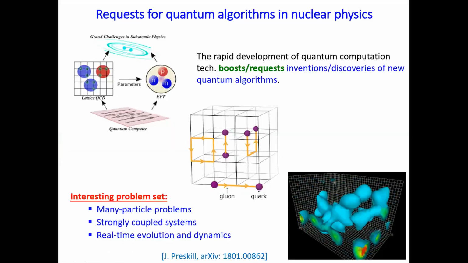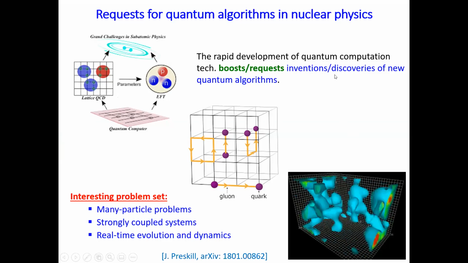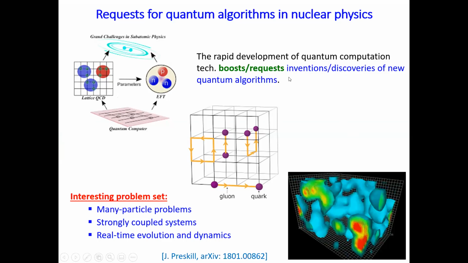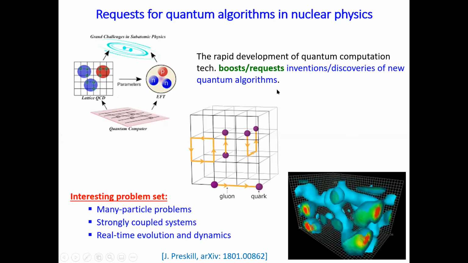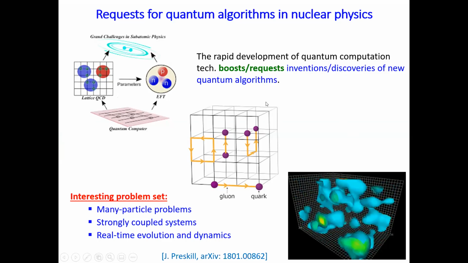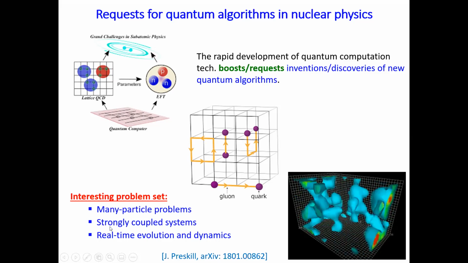And due to the rapid development of quantum computation technologies, a lot of innovations and discoveries are made in quantum algorithms. However, this is a fast-evolving field, and nuclear physics benefits from this development greatly. And here are the interesting problem sets that will see this benefit. First of all, many-particle problems, and second, strongly coupled systems. And third, the real-time evolution and dynamics of the nuclear system.